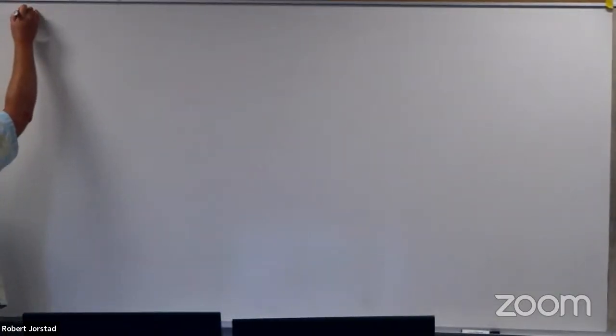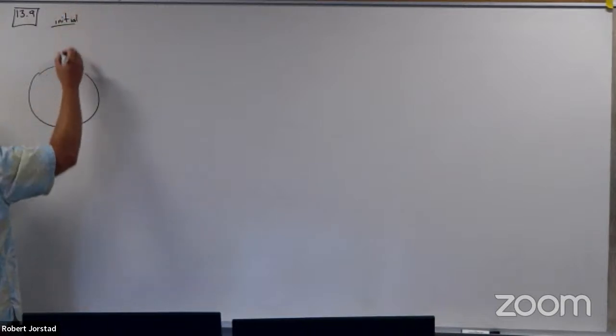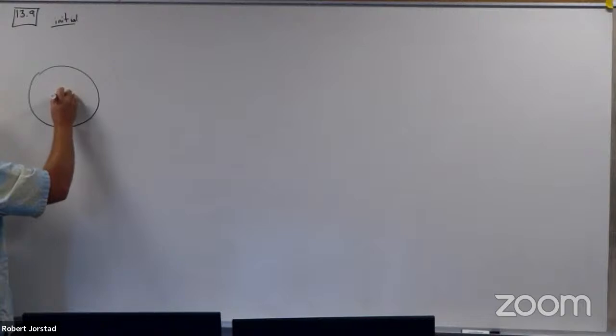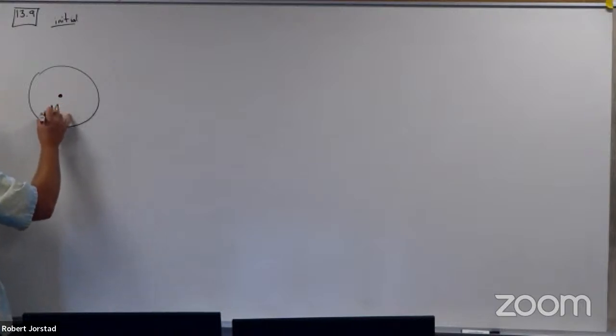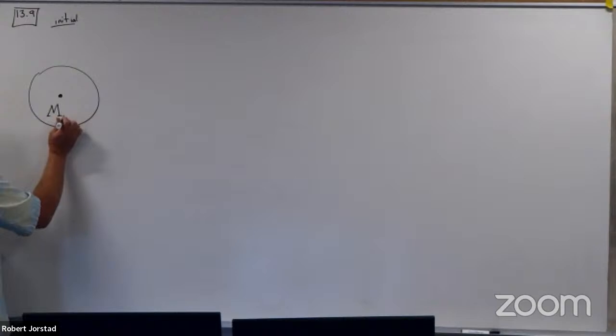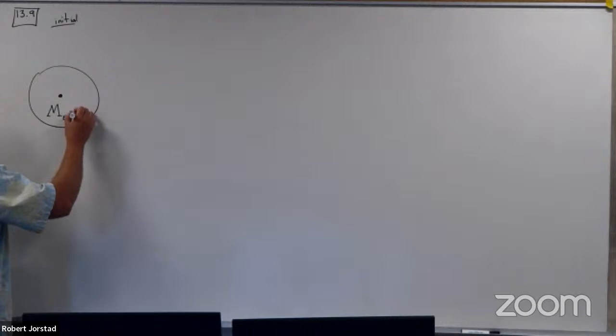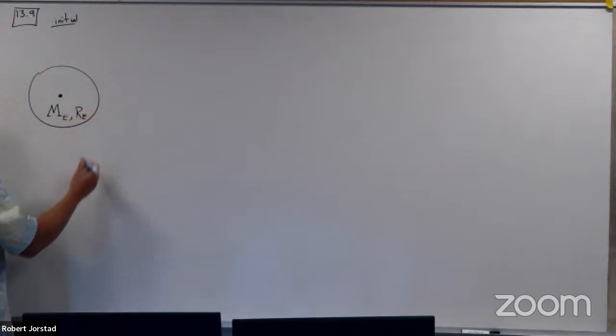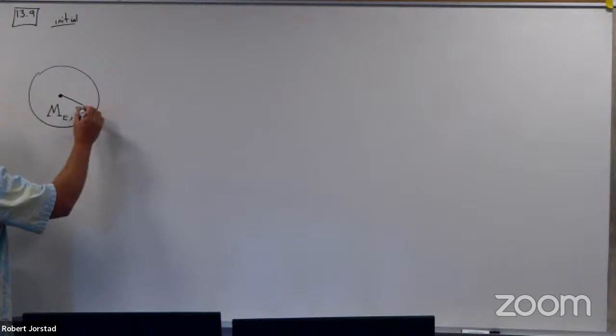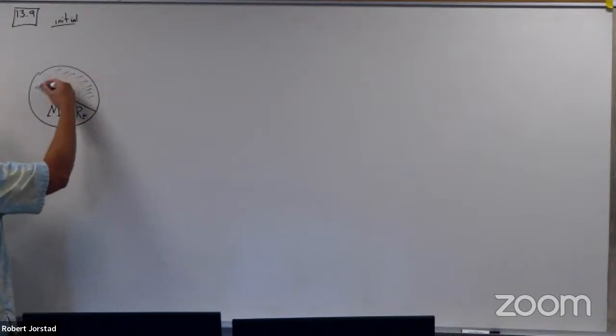Okay, I'm going to look at this 13.9. In our initial state, there's going to be this planet that has some mass, capital M. I think it's going to have exactly the same mass as the Earth, so I'm going to use capital M_E. And the radius of this planet is the same as the Earth. I'll put some shading on here just to make it look a little pretty.